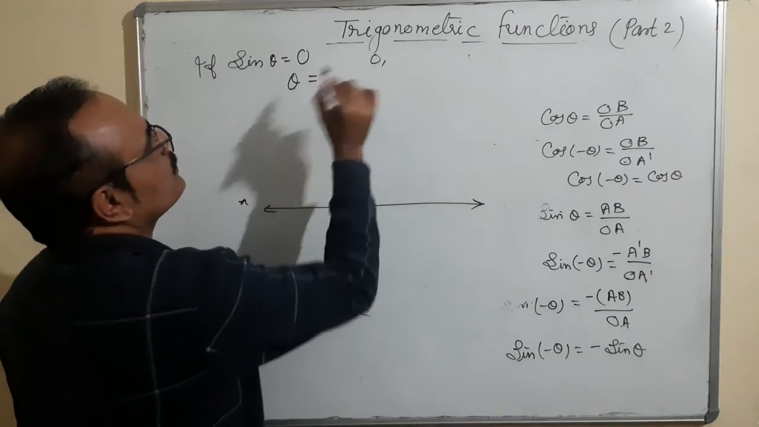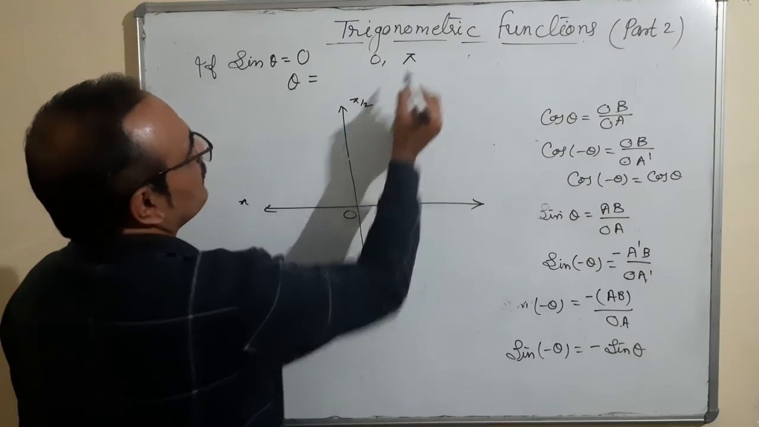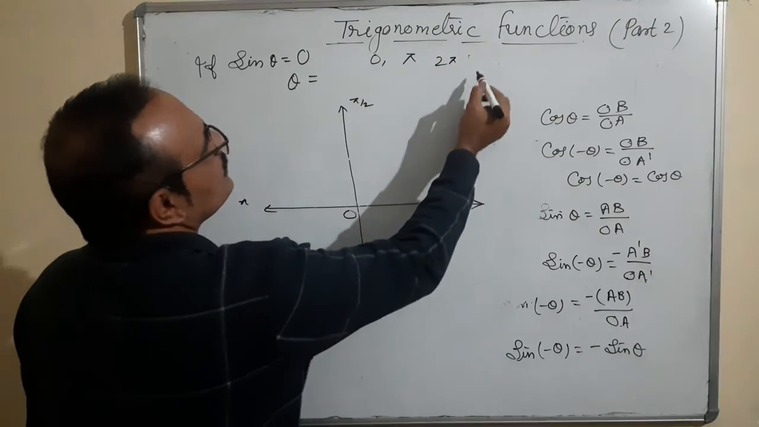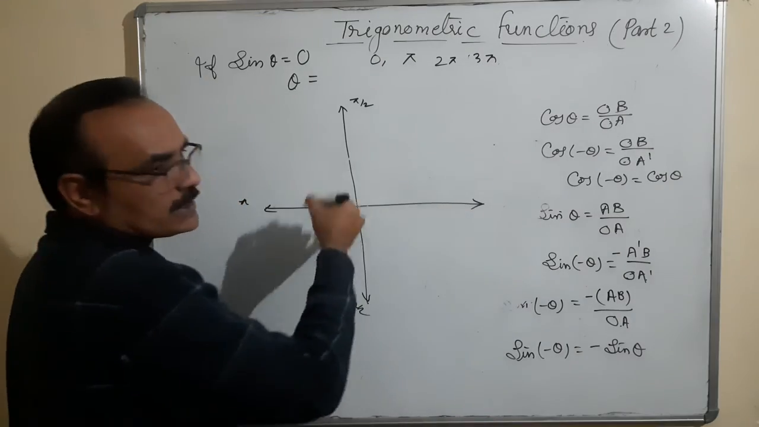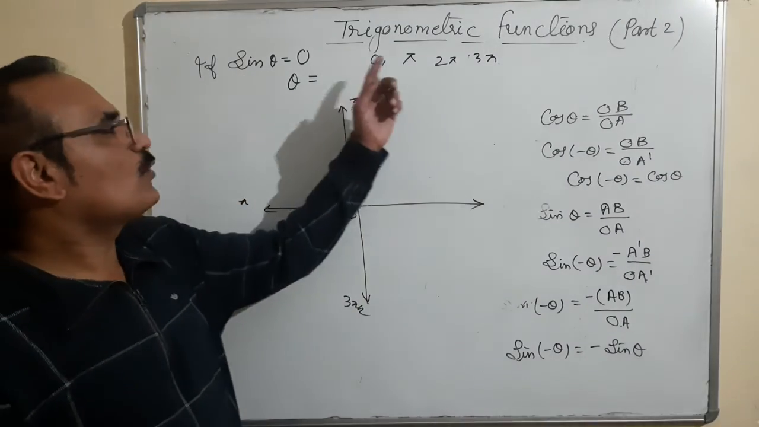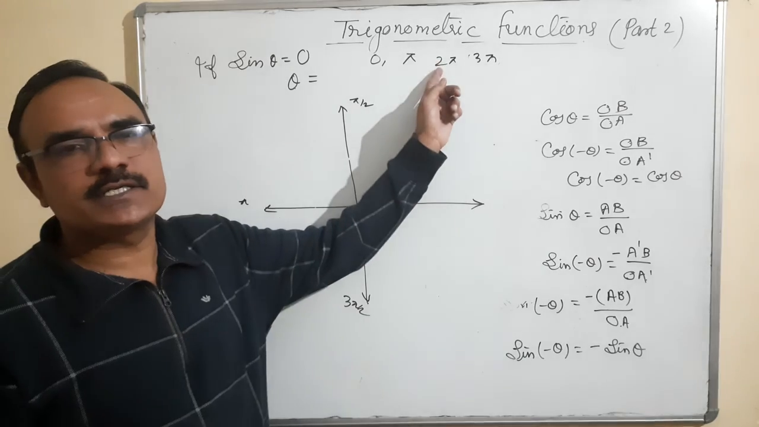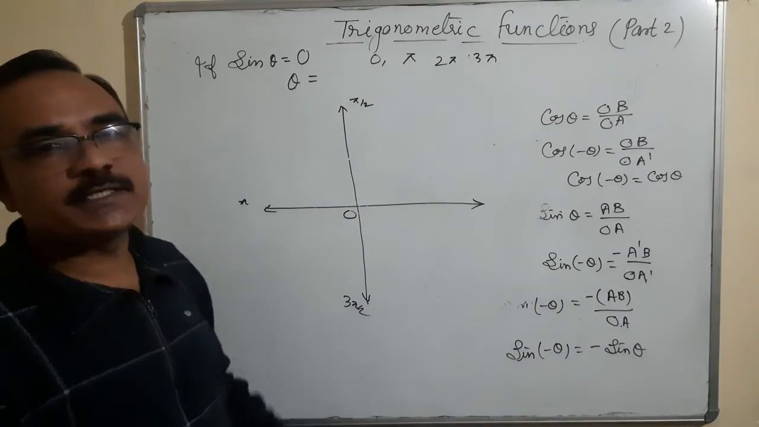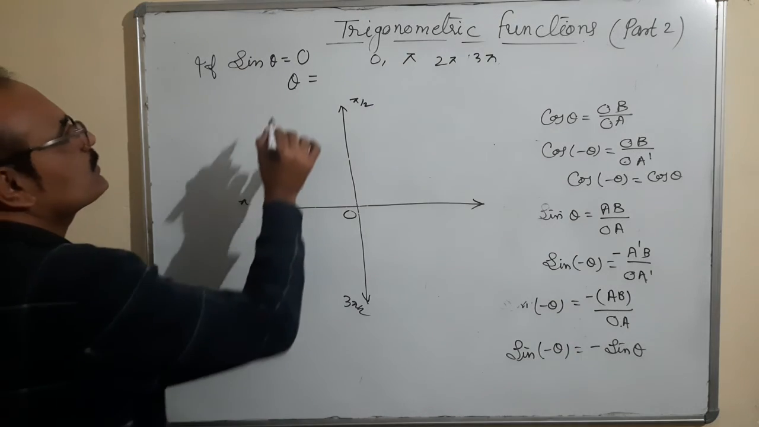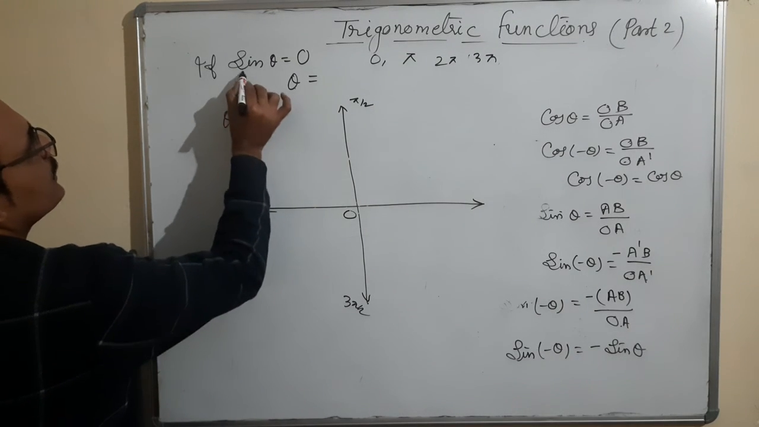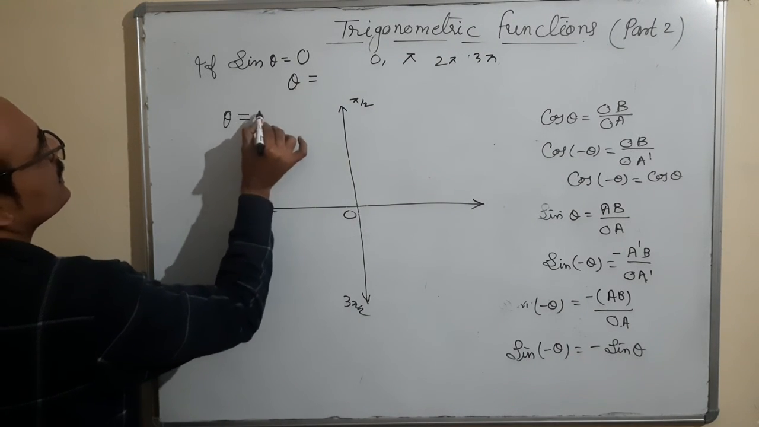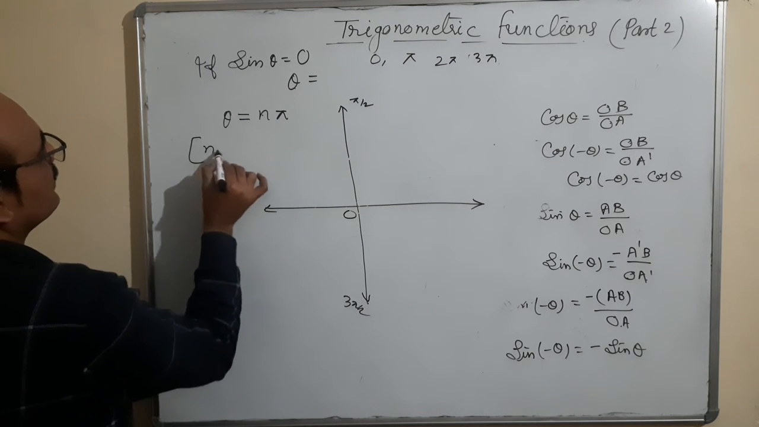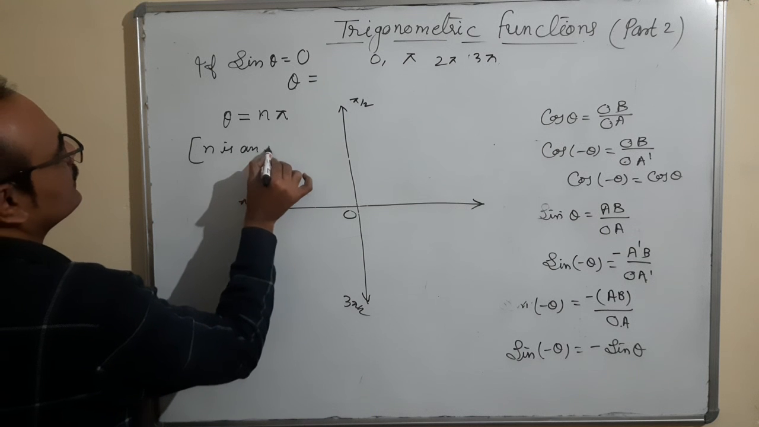Theta is equal to 0, theta is equal to pi, theta is equal to 2 pi, then theta is equal to 3 pi, and this process continues like 0, 180, 360, and so on. So how many values of theta? If sine theta is equal to 0, therefore theta is equal to n pi, where n is an integer.